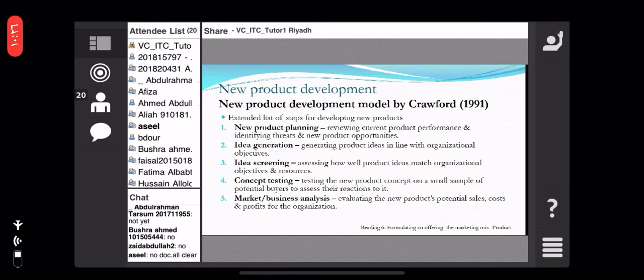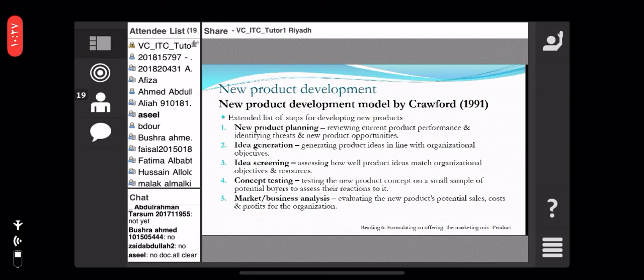Idea generation, second step: generating product ideas in line with organizational objectives. Basically, idea generation means that you are working with the objectives of the organization. Screening of ideas, or idea screening, number 3. Idea screening is assessing how well product ideas match organizational objectives and resources. This is called idea screening.